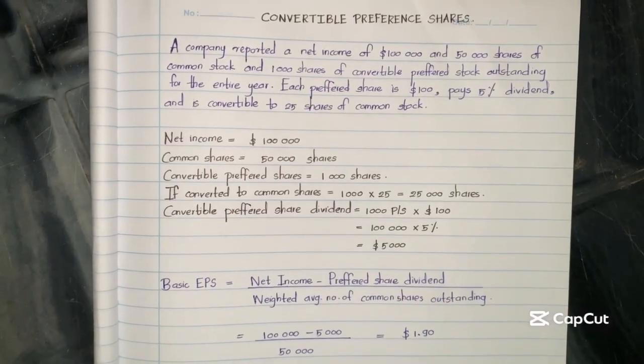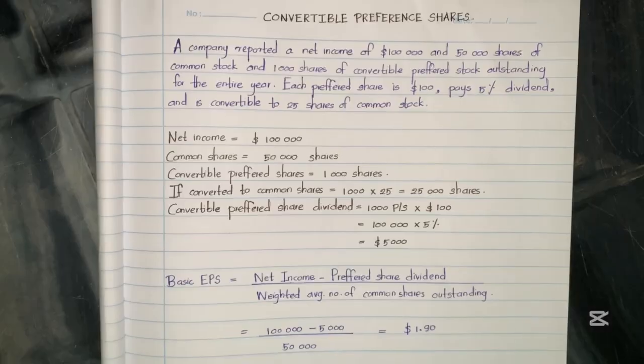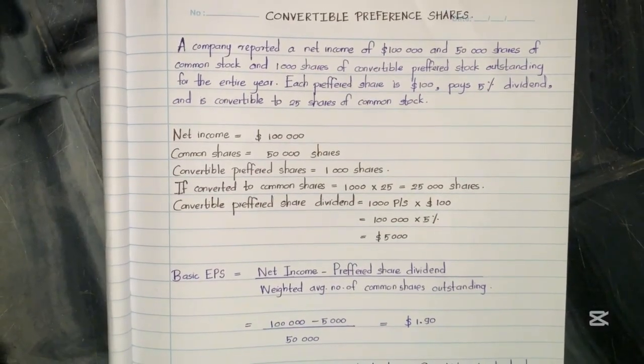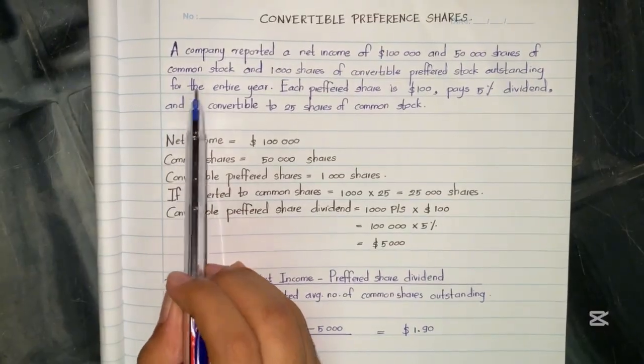Hi everyone, let's take a look at a calculation based on earnings per share when there are convertible preference shares. Let's take a look at this question first.